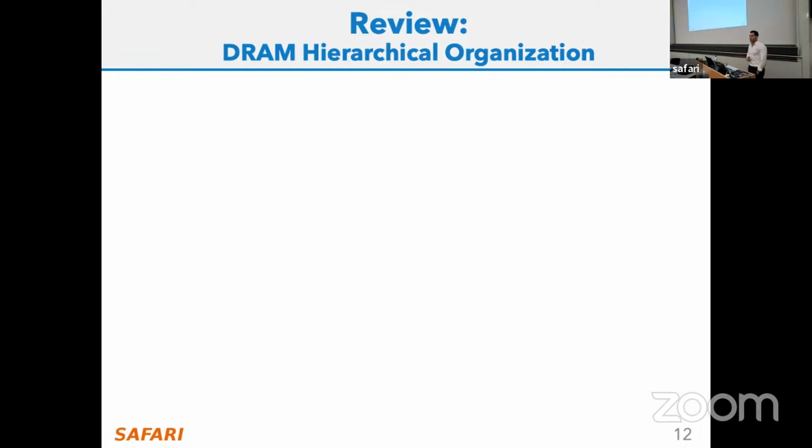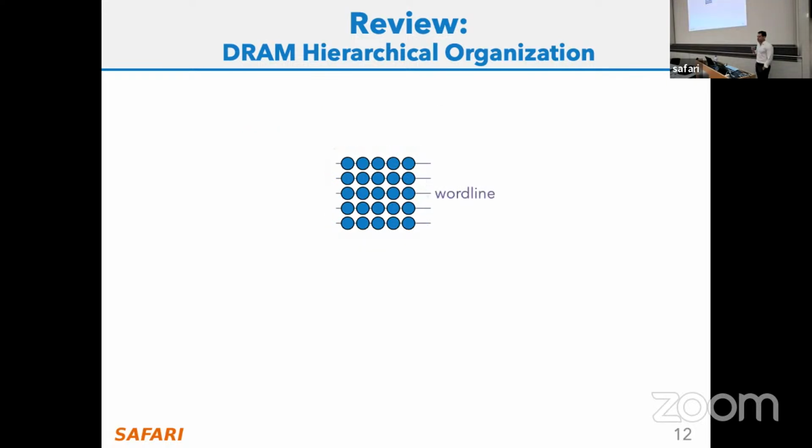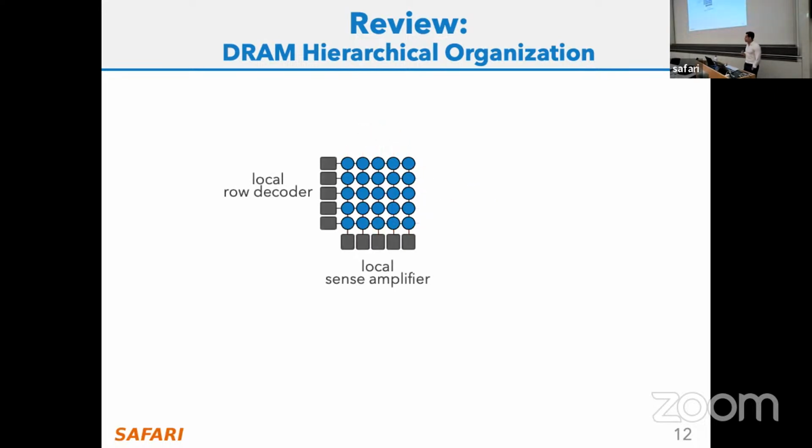As you probably already know at this point, DRAM is hierarchically organized as a hierarchy of components. At the lowest level of this hierarchy, what we have is what is called a DRAM mat. A DRAM mat is a 2D array of DRAM cells, which are horizontally connected through word lines and vertically connected through bit lines. The word line shares a local sense amplifier, and the bit line shares, oh, it's the other way around. The bit line shares a local sense amplifier, and the word line shares a local decoder.